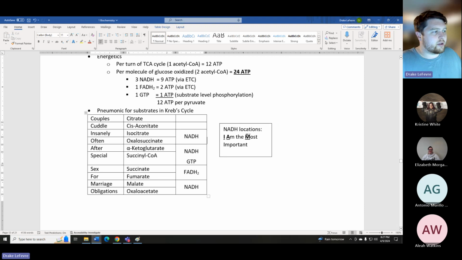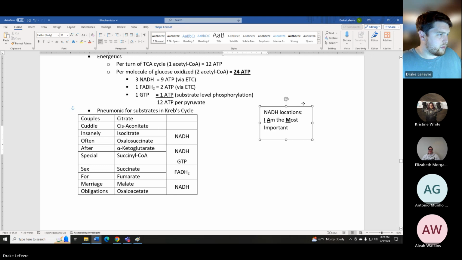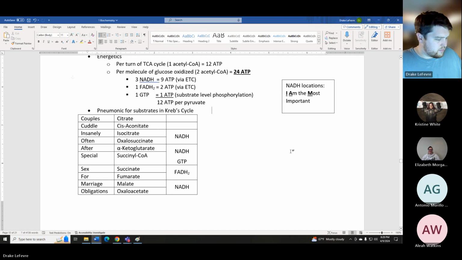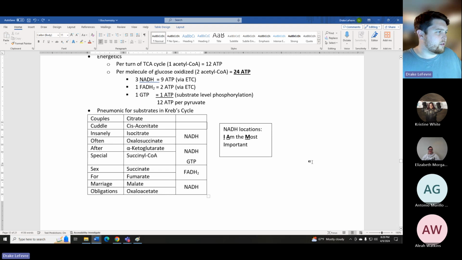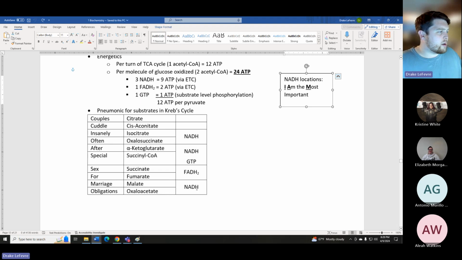So I am the most important. So I with isocitrate, am alpha ketoglutarate. The most malate is where we have the NADH coming out. Those are the main things you're going to want to remember from the whole Krebs cycle.